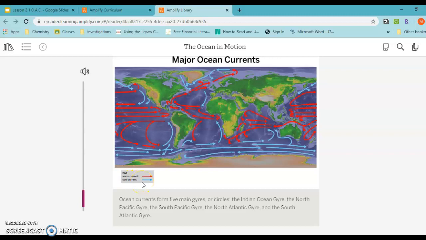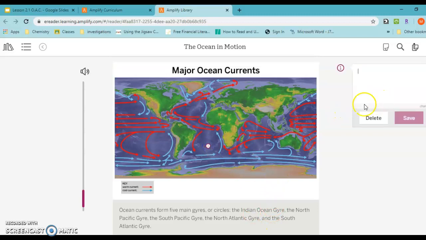Right? So instead of asking a simple question that the key answers, I can ask a question that will help me get an understanding, right? A deeper question that will help me understand more. So maybe I'm thinking, why are there warm currents and cold currents? So I'm going to add a note here, and I'm going to say, why are there warm currents and cold currents? Right? Why does this occur? I don't know. You guys have to read and you'll tell me more about it.